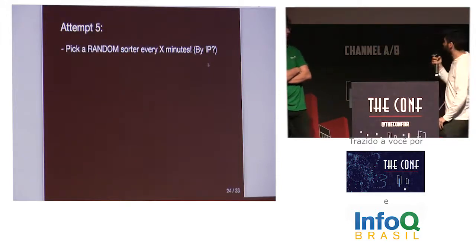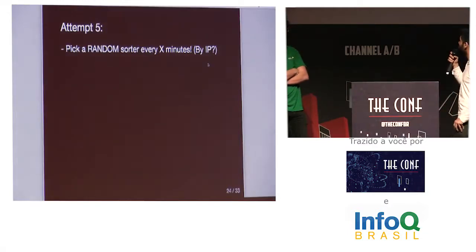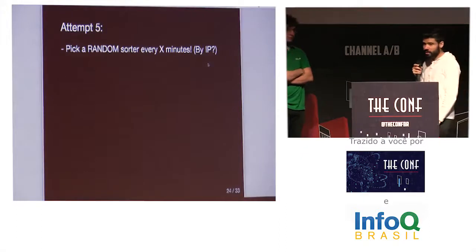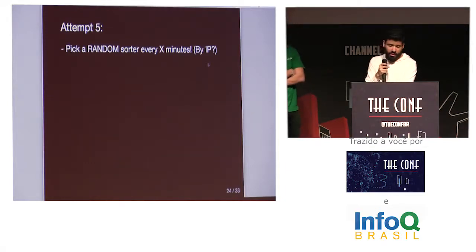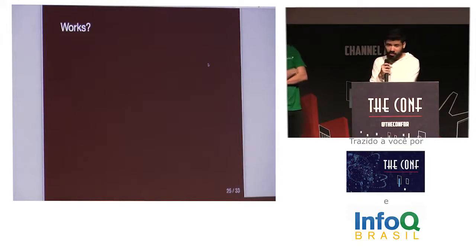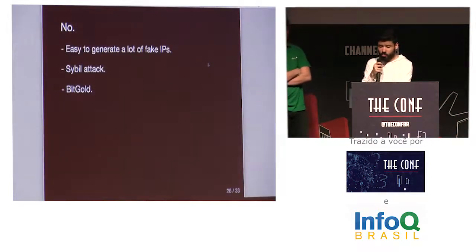So this attempt will now pick a random sorter every so many minutes. So instead of just choosing someone to sort the transactions of everyone, we make a random pick of that person, and every 10 minutes, that person decides the order of the transactions of the last 10 minutes. That's better because someone can't make an ordering for too long and have a central control of the order of the transactions.